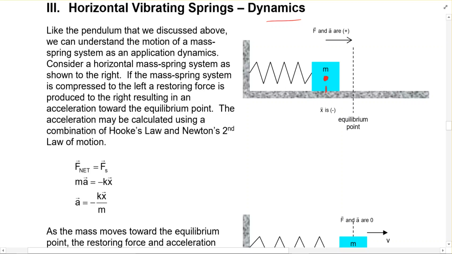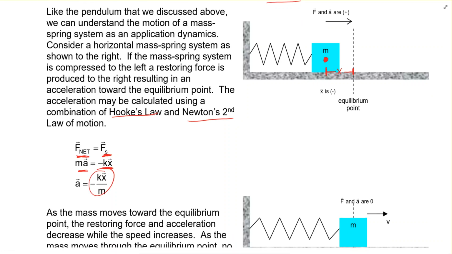Let's say I gave it some distance x. That's how far I placed it. Now, if I want to figure out what the acceleration on that block is, I can use two things. I can use Hooke's law in combination with Newton's second law. Mass times acceleration equals spring constant times our distance x. If you rearrange, you can figure out that a is equal to that. So it does have its maximum acceleration at that point.